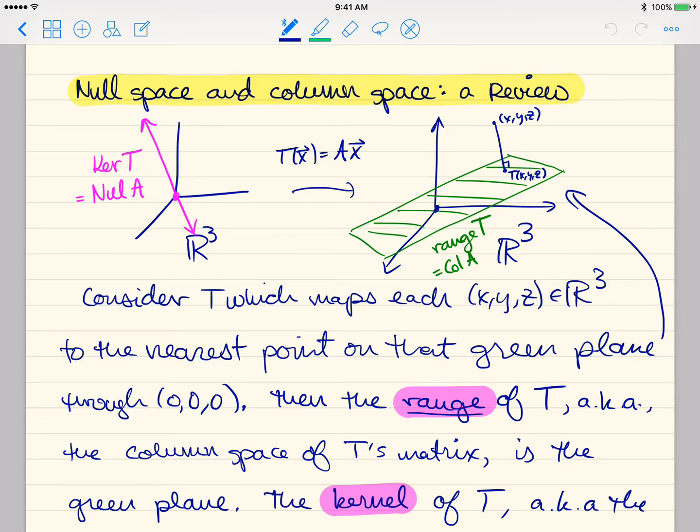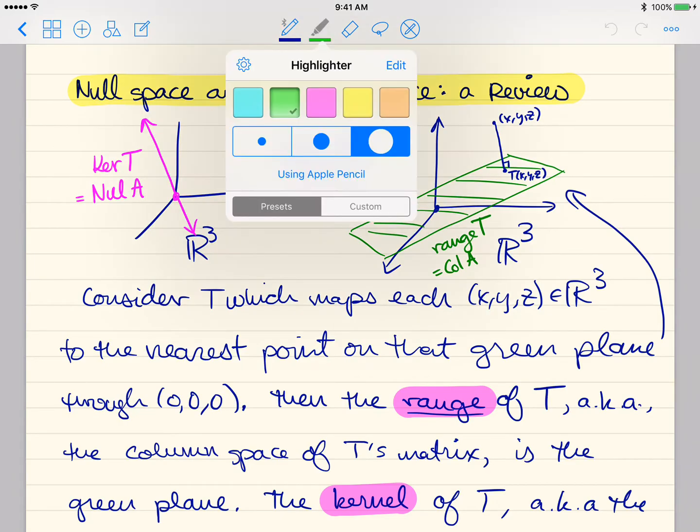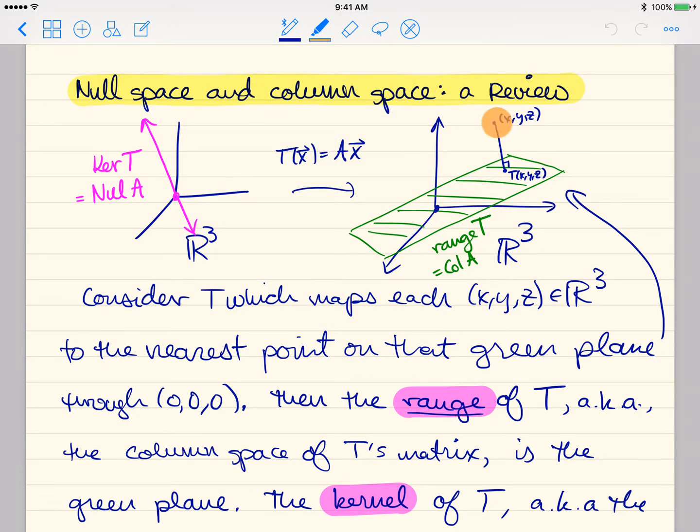Let's conclude with a brief review about null space and column space of a linear transformation. So, to take a concrete example, let's consider this linear transformation T, which maps each point x, y, z down to the closest point on this green plane to that original point x, y, z. So for example, this point xyz over here gets mapped down to that point, which I've called T of xyz, which again is the closest point on the green plane to the original point. So we can see that this map T squishes three-dimensional space down onto this green plane.